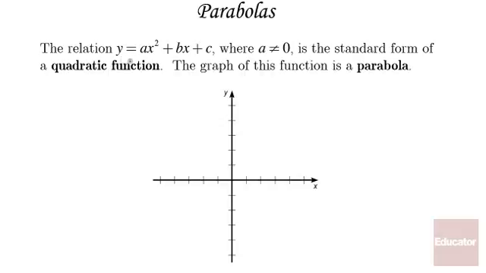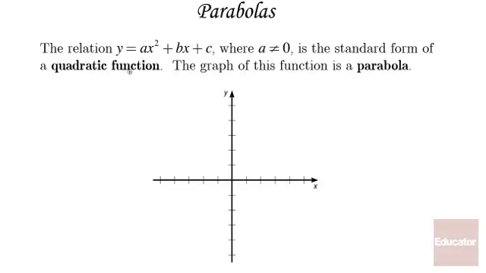So first of all, talking about what a quadratic function looks like, or what the terms are that are included. The relation y equals ax squared plus bx plus c, where a does not equal 0, is the standard form of a quadratic function. A cannot equal 0 because if a does equal 0, this first term will drop out, and then it wouldn't be a quadratic function anymore. So here we have an x squared term, and that is what makes this a quadratic function. Without that, we would just have a linear function. We wouldn't have a quadratic function.